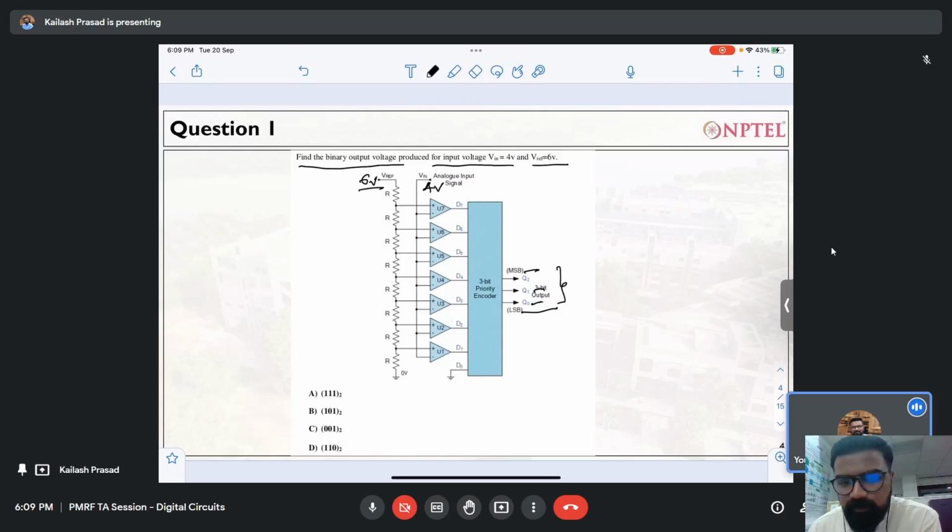What I want is: what will be Q2, Q1, and Q0? Anybody wants to answer this question? If Vref is 6 volt and Vin is 4 volt, what will be Q2, Q1, and Q0? You have done this kind of question, right? Option A. Okay, Khalid is saying option A. Any other answer?